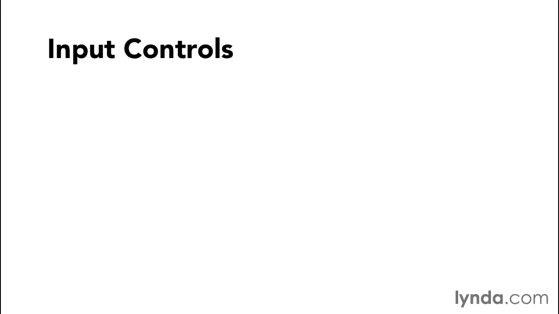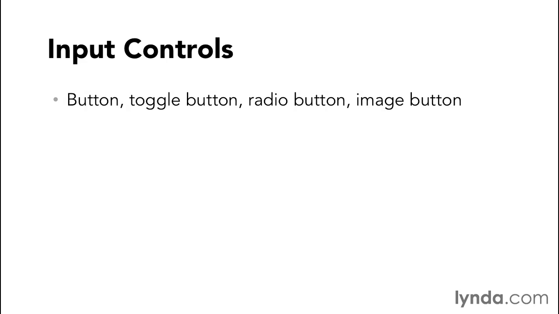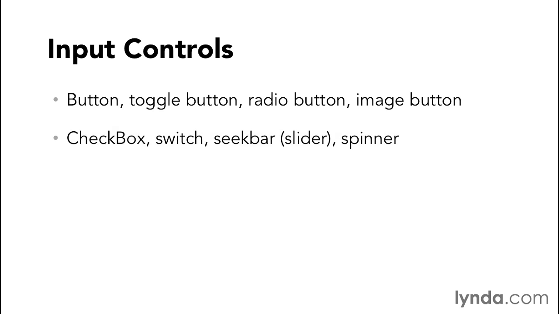We've taken a look at the basic elements of an Android app. Now let's look at input and output controls in more detail. The input controls are things like button, toggle button, radio button, and image button. Also available are checkboxes, switches, the seek bar, which is sometimes called the slider, and the spinner.